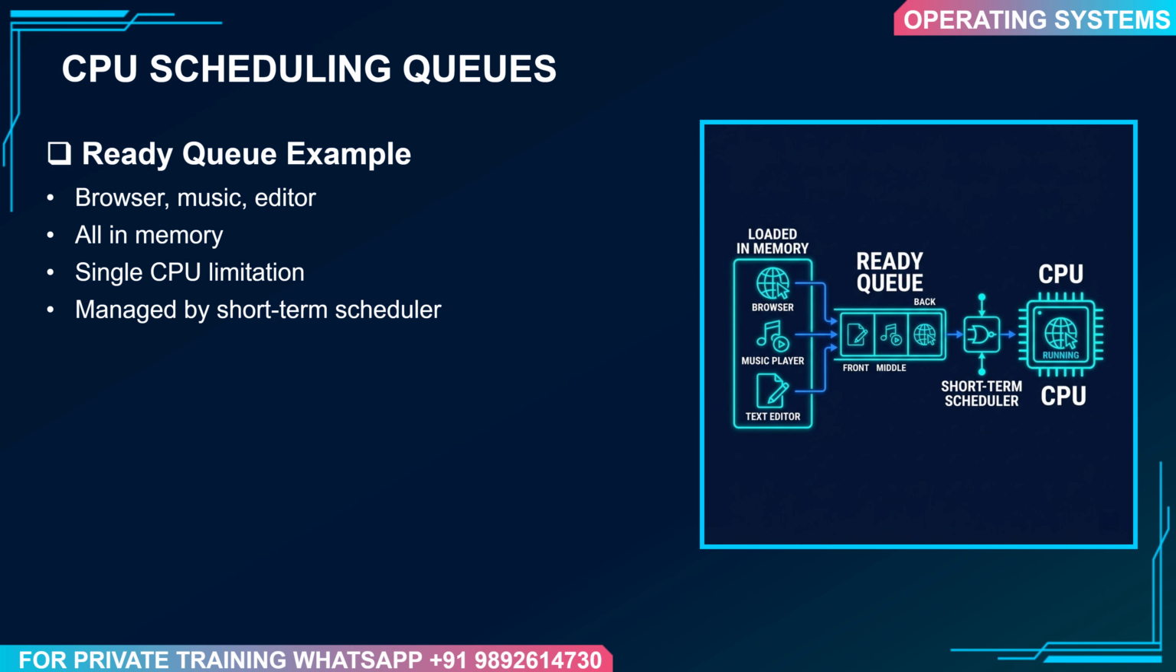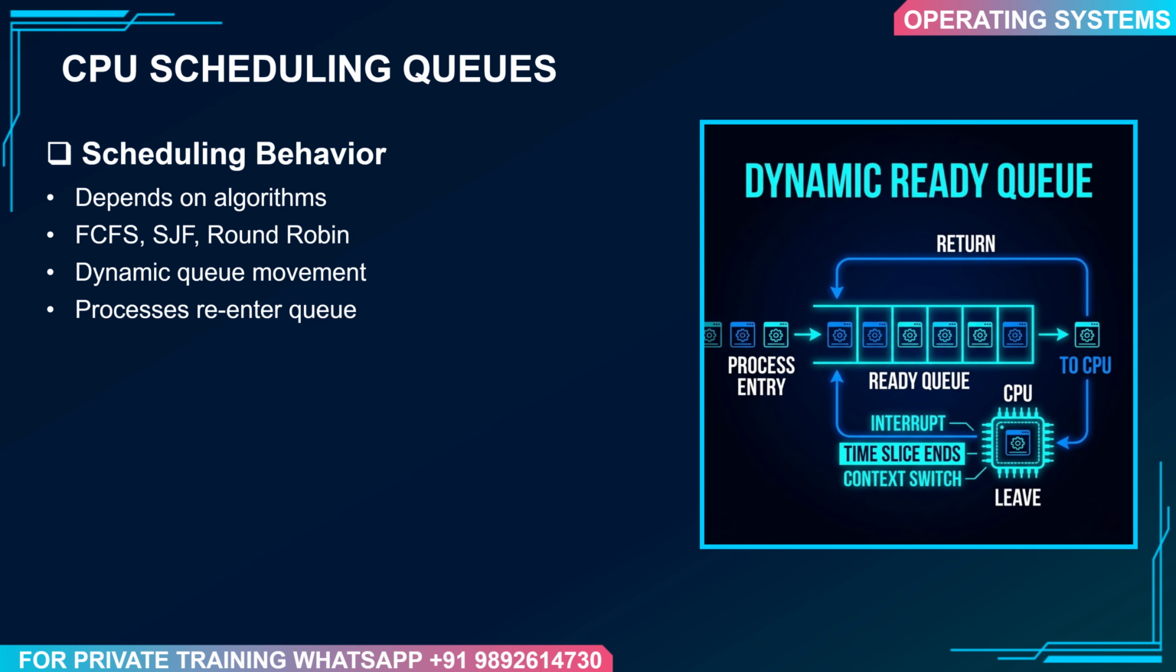Let's take a simple example. Suppose you have opened a browser, a music player, and a text editor. All three processes are loaded into memory and are ready to run. But the CPU can only handle one at a time. So the OS places them in the ready queue and uses the short term scheduler to decide which one gets the CPU next. This decision depends on the scheduling algorithm, which we will explore in upcoming topics like first come, first serve, shortest job first, and round robin.